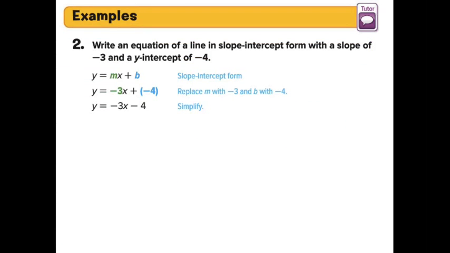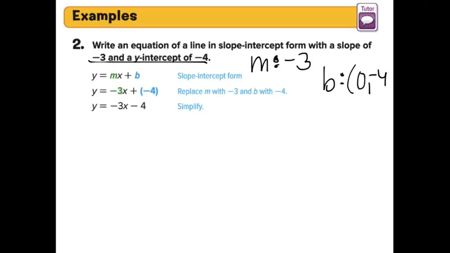Okay, example 2. Now we're asking you to write an equation if you're given the information. So you're given these two pieces of information. Now it's your turn to write the equation. So we know the slope is negative 3, y-intercept is negative 4. So the m is negative 3, the b is negative 4. So they want you to write an equation. So all you're doing is taking the m and substituting it into the m, and taking the b and substituting that number in.